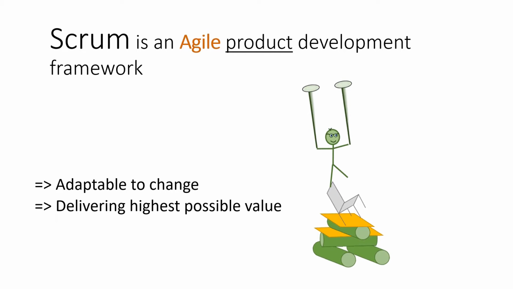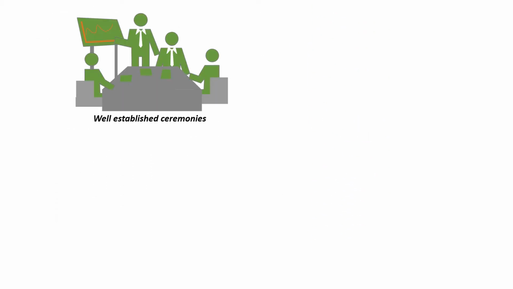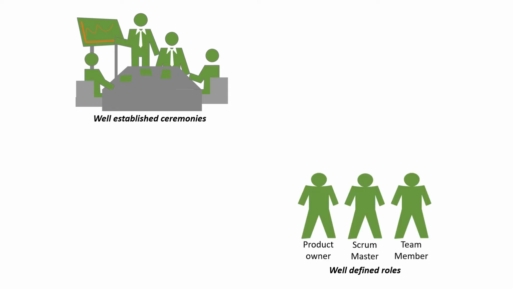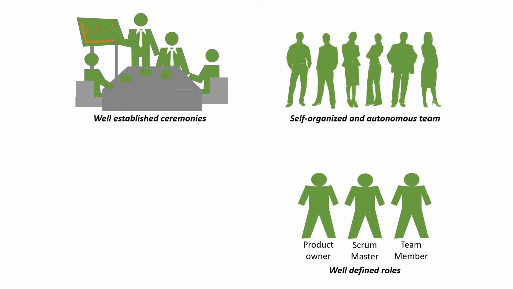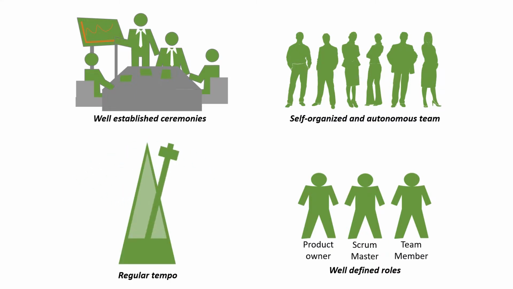Scrum specifically relies on 4 pillars that we are going to explore. First, well-defined ceremonies or events. Second, roles that will have specific responsibilities while executing Scrum. Third, self-organization of the team. And fourth, a regular tempo that dictates the whole life of the product.